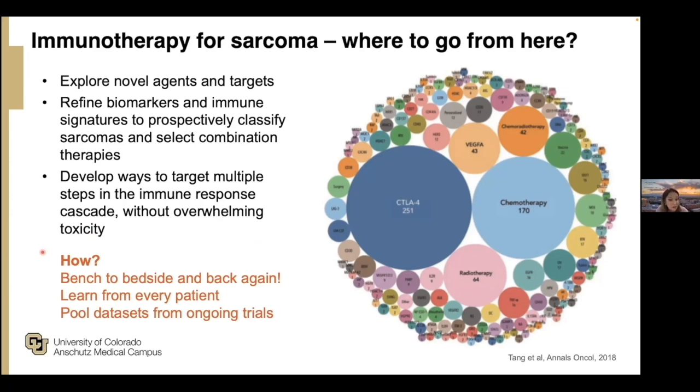So how do we do this? We need to model it in the lab, and then we need to study the patients who are treated on trials. Every single thing we can, we have to learn from every patient. And as a community, we need to work together to pool our data from all of these different ongoing clinical trials and really try to start making sense of who's responding, who's not, what are the mechanisms of resistance and success, and how these treatments are actually working when they do.